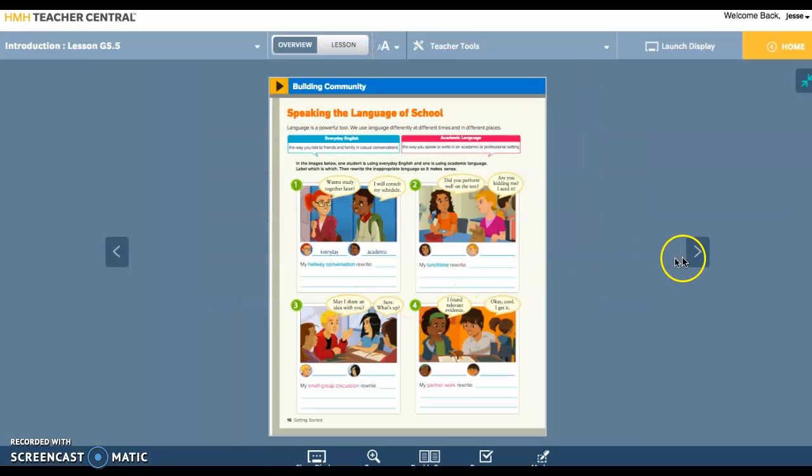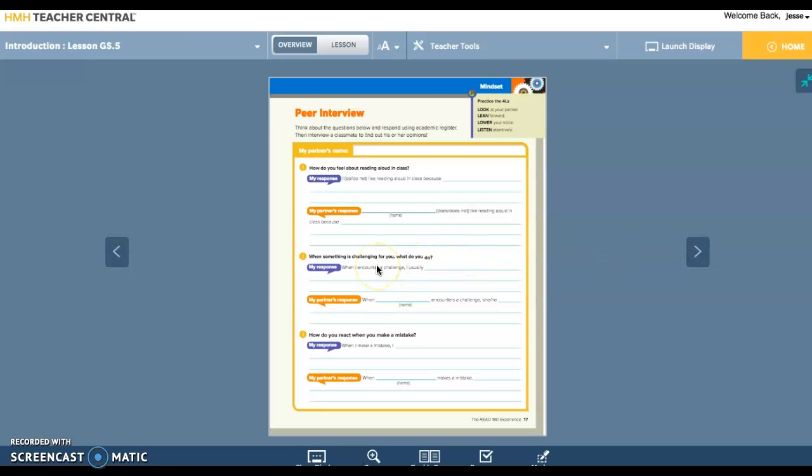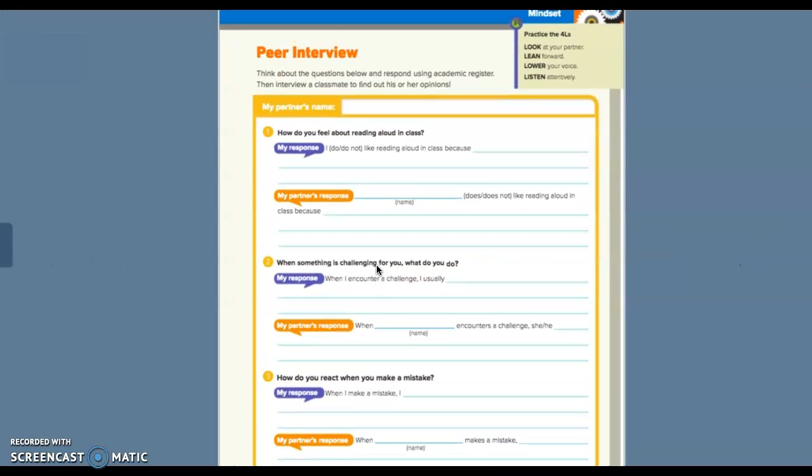Let's see here. Okay, we're going to move to the next page. So now, if you guys are at home, go ahead and find a brother or a sister or a parent. Maybe you could call a friend, something like that. But in class, we are going to pair up. We're going to do a peer interview. Think about the questions below and respond using academic register. What do you think that means? Academic register. Probably academic language, right? Then interview a classmate to find out his or her opinions.